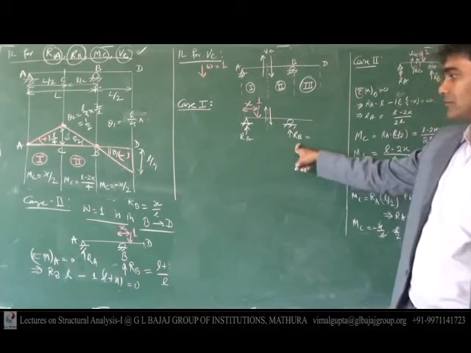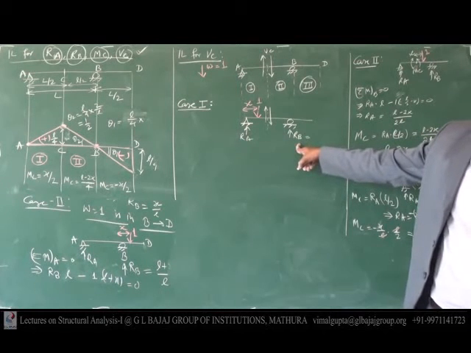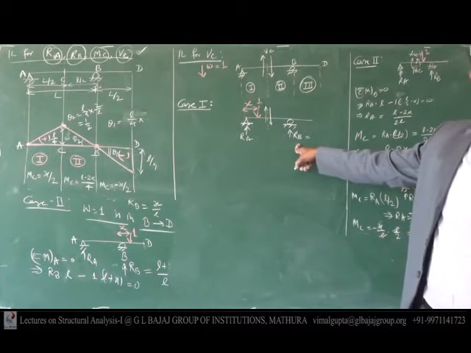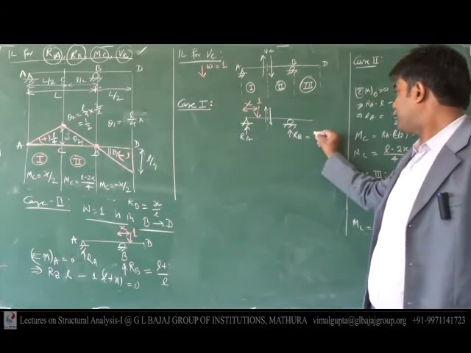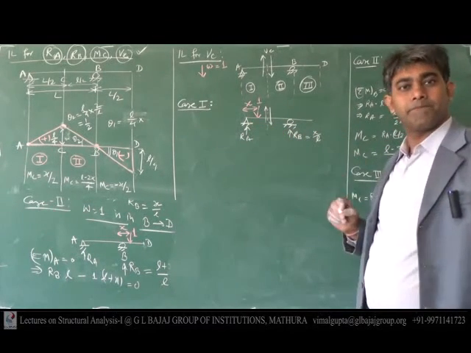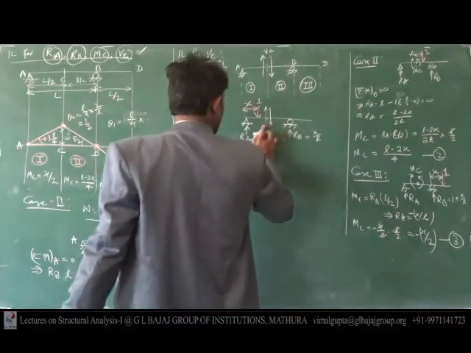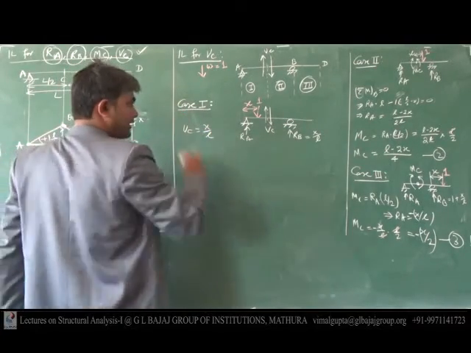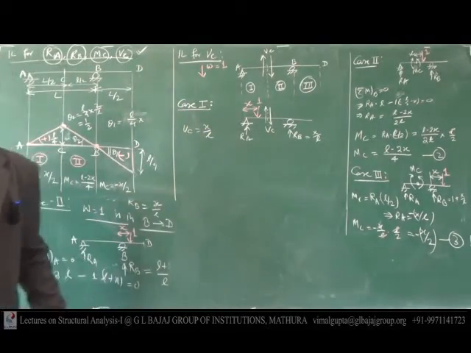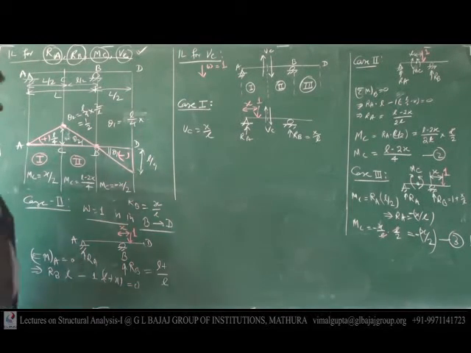And you have calculated the value of RB. How much value you have calculated for that case? It is x by L. So the value of VC comes to be x by L. Is it minus or plus? Plus. Okay.